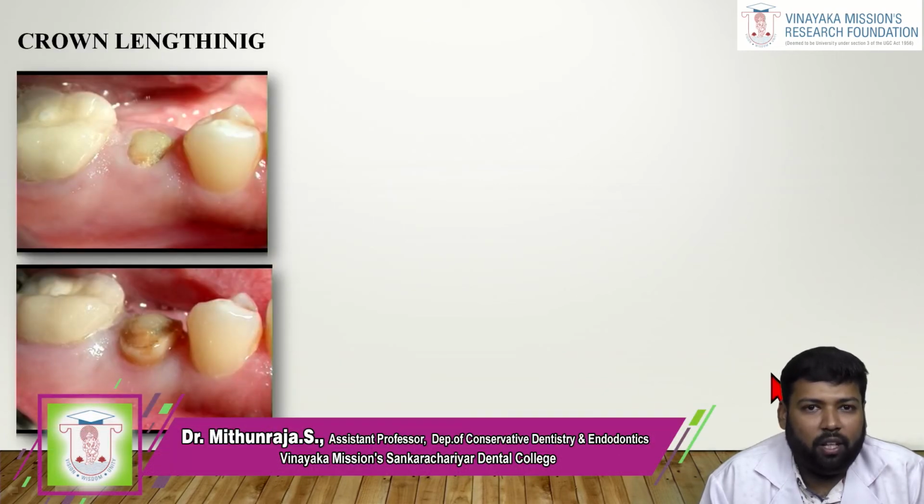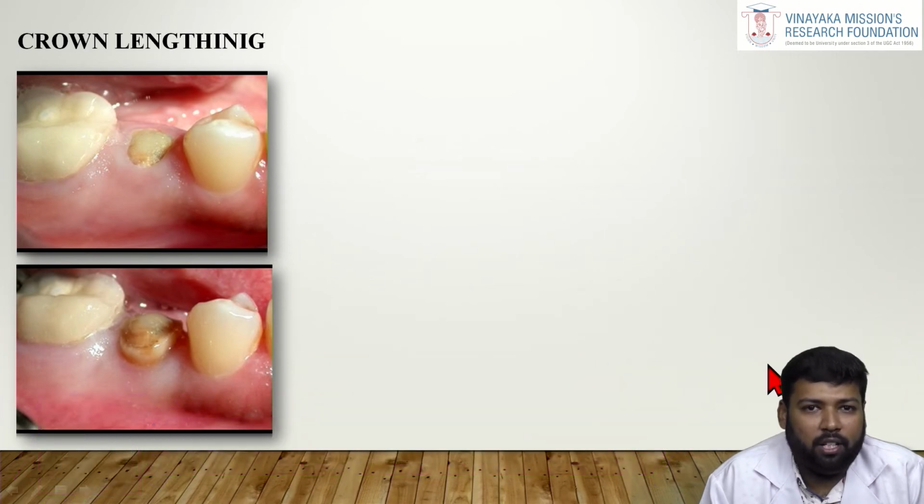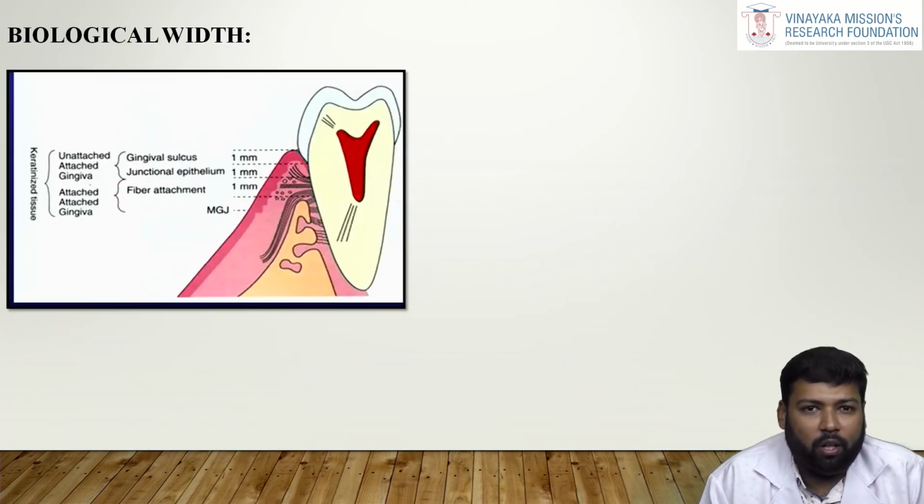Crown lengthening. Crown lengthening is a gingivectomy procedure where, if there is minimal gingival width or minimum crown root ratio, the gingiva above the crown is removed by 1 to 2 millimeters, so that we can expose the crown and root portion for retention and resistance. Biological width. What is biological width? Biological width is a condition related to periodontal and endodontic consideration for the replacement of badly mutilated teeth.